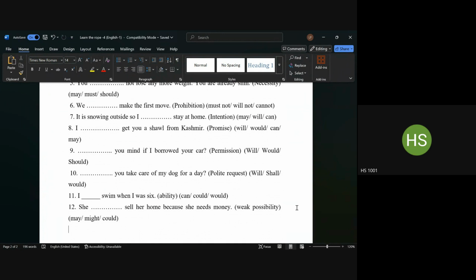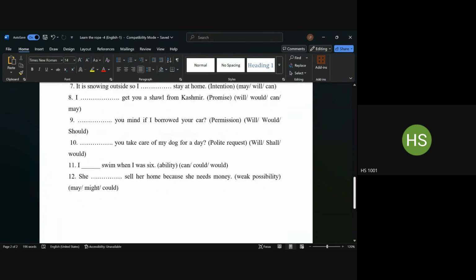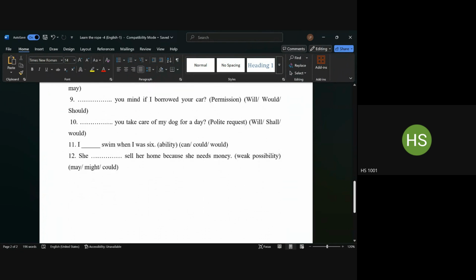Again, ability, but the past tense presence in the sentence gives you constraints on choosing "can," so you have to choose "could." Is this the last one? I think so. She dash sell her home because she needs money. Weak possibility, or a better way to put it, weak chance or likelihood.